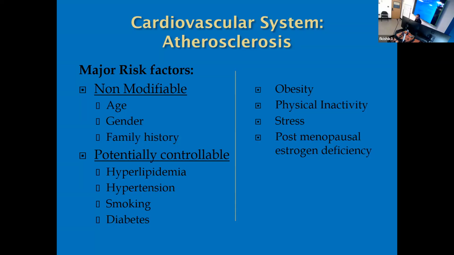Things you can modify and control are your cholesterol, hypertension, whether they smoke or not, or diabetes. Now, you can't control if you get diabetes, but you can control how well you maintain your diabetes. Obesity, physical inactivity, stress, and postmenopausal estrogen deficiency. I don't know if that's controllable. It is, but well, you can do hormone replacement therapy, which was all the rage in the 80s and 90s, but then they said that it causes breast cancer. And then there was a study this year that says it's not the case anymore, which is crazy.